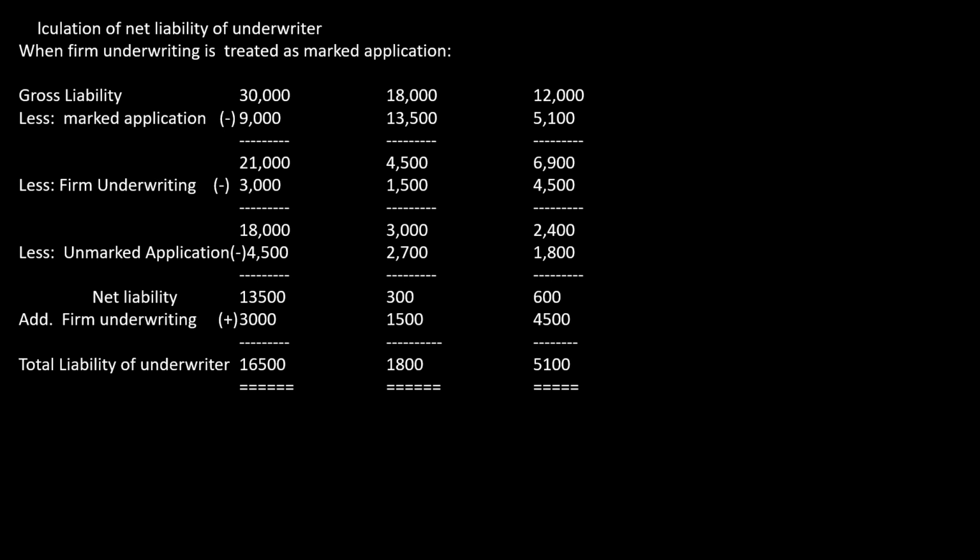Now we'll see the same sum when the firm underwriting is treated as marked application. I've written the gross liability there, minus marked application, then minus my firm underwriting. After minusing my firm underwriting, I'll minus my unmarked application. After minusing my unmarked application, we'll add back the firm underwriting, whichever I minused earlier, so that I get the total liability of the underwriter. That is what is done here. You can see that. Any doubt?